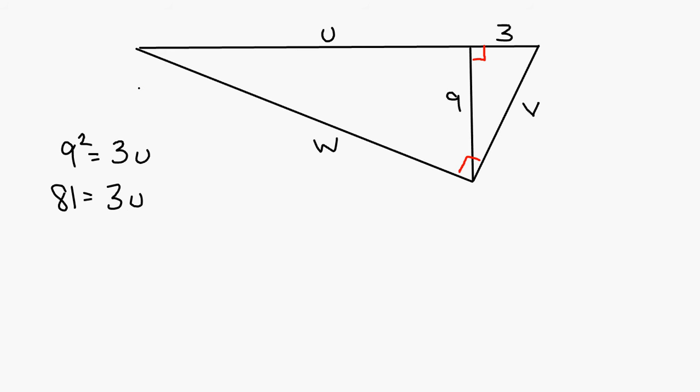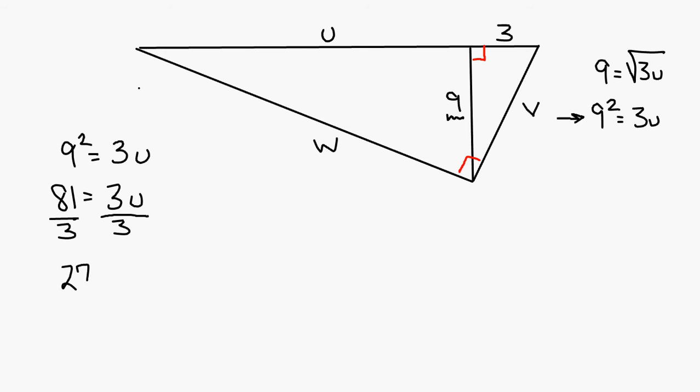Wait, why would it be 3 times U? Because there were two formulas for the altitude. One of them was that 9 equals the square root of 3 times U. Right. And the other one was that 9 squared equals 3 times U. In this case, when you know the length of the altitude, this formula is easier to use because you don't have to square both sides first. So over here, if you divide both sides by 3, then 27 is equal to U.